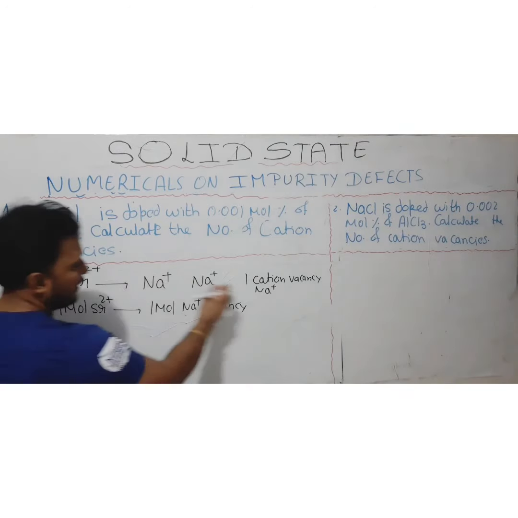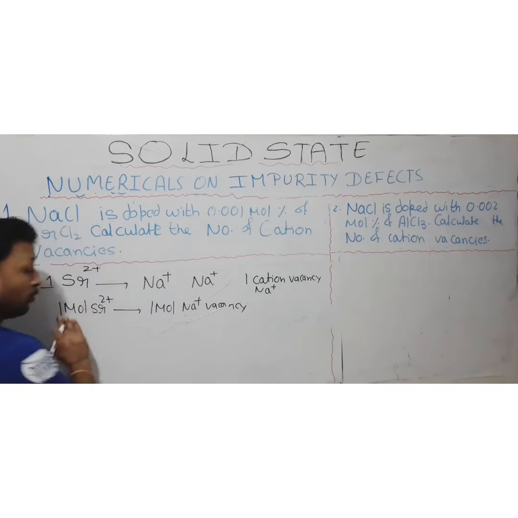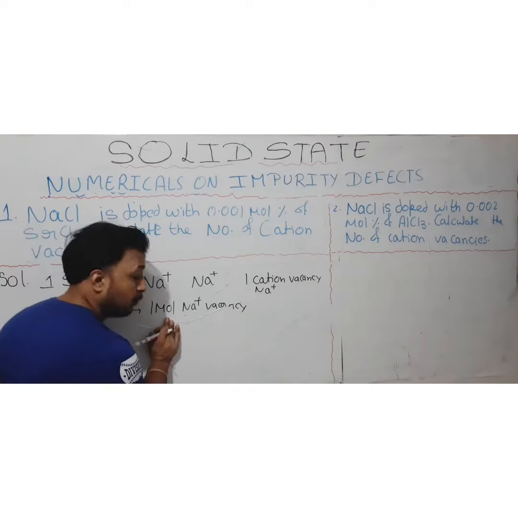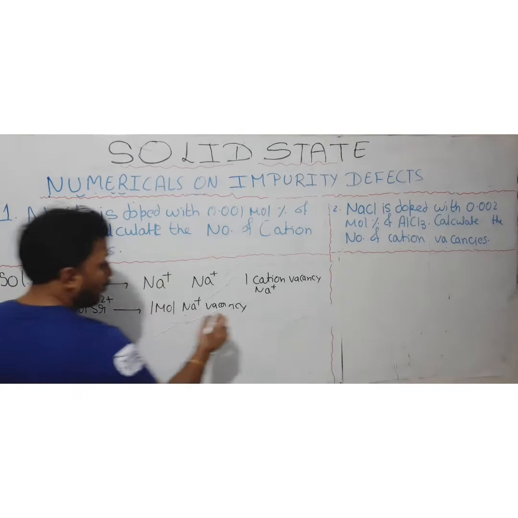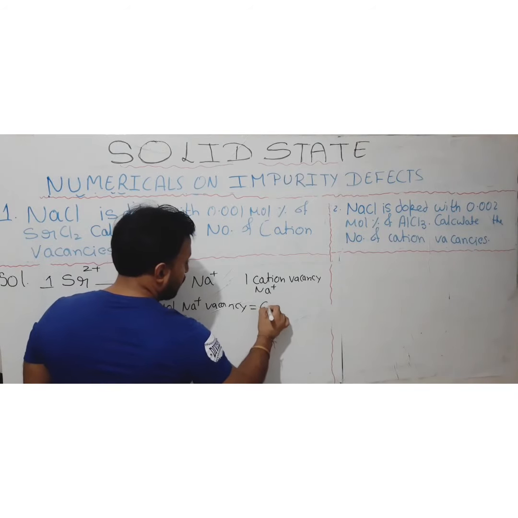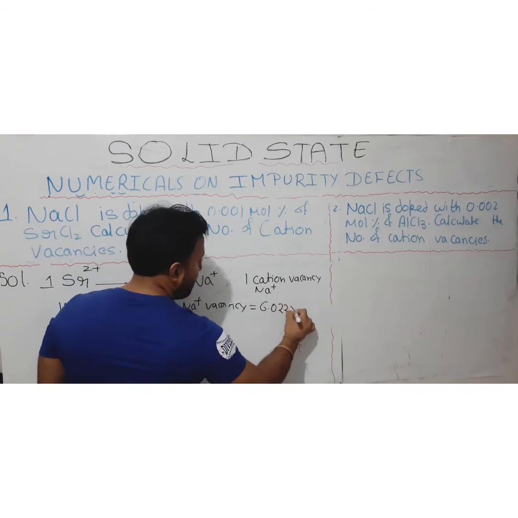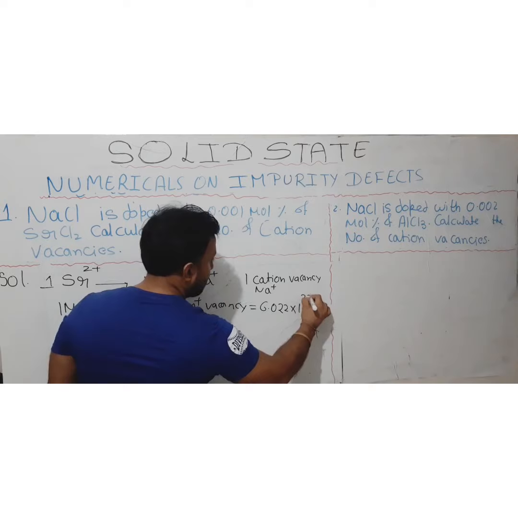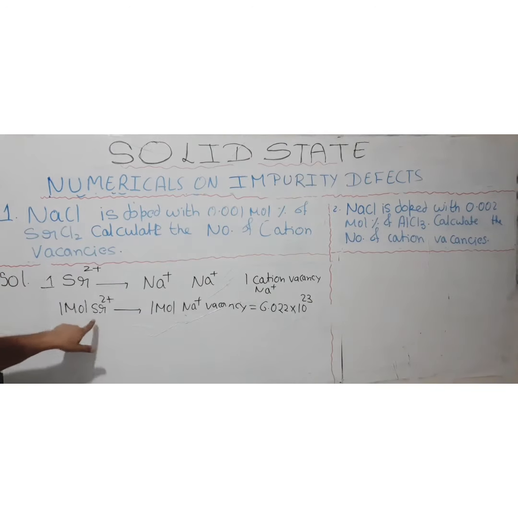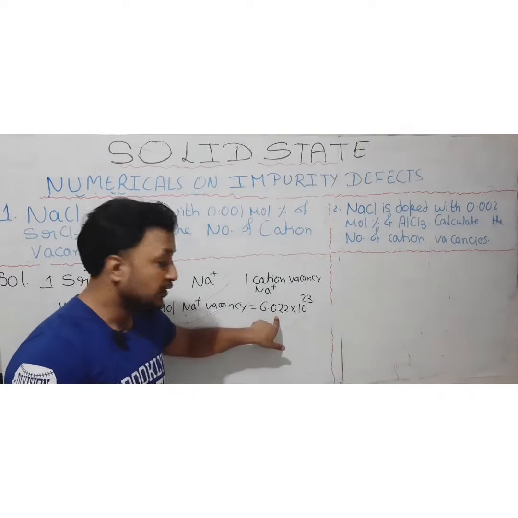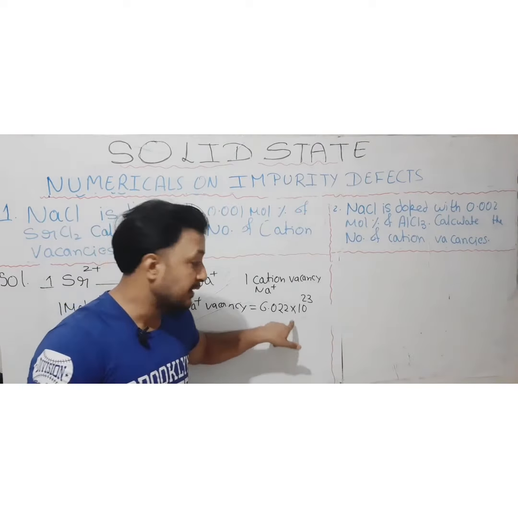As one strontium ion is creating one cation vacancy, so 1 mole of strontium ion will be creating 1 mole of sodium ion vacancy. Clear? Now 1 mole, as we all know, is equivalent to the Avogadro number, that is 6.022 into 10 raised to 23. So it means that 1 mole of strontium ion will be creating this much number of Na plus vacancies.